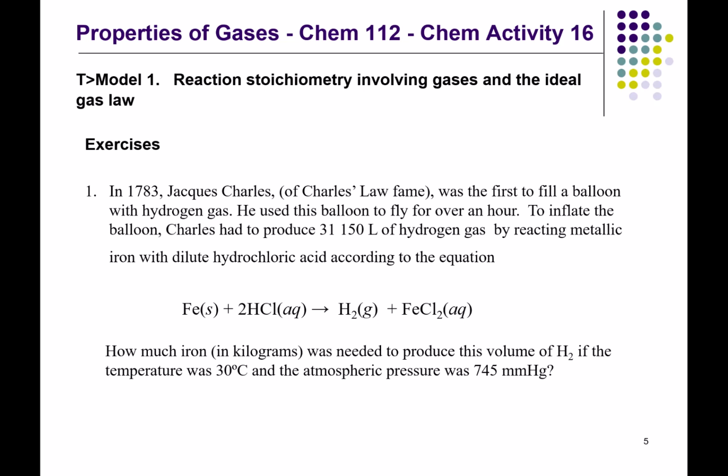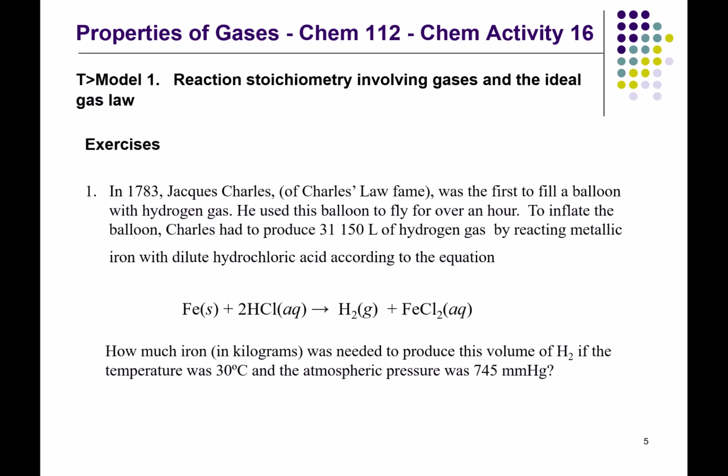So let us say he needed to inflate the balloon with approximately 31,000 liters of hydrogen gas. And he did this by reacting metallic iron in the presence of dilute hydrochloric acid. Of course, it would have to be excess hydrochloric acid. What mass of iron filings or metallic iron would he need to produce this volume of gas? And we'll assume this reaction was done in the summertime. So let's say the temperature was 30 degrees Celsius and atmospheric pressure was about 745 millimeters of mercury.